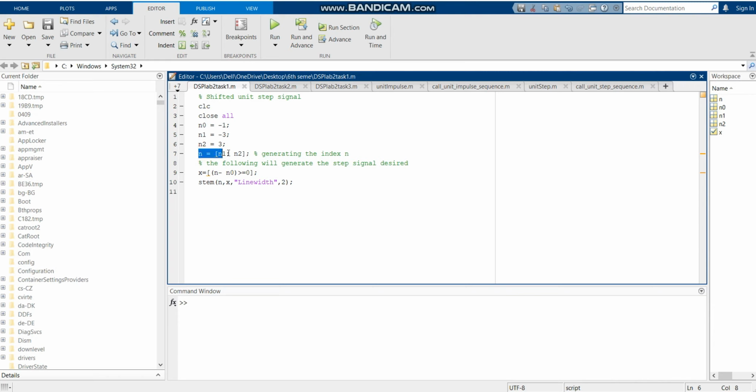Then n = n1:n2 creates an array within the specified indexes, and x = (n - n0 >= 0) generates the value 1 for the signal if n - n0 is greater than or equal to 0, and it is 0 otherwise. The stem command is used to plot the discrete values of the signal. So let us observe the output of this code.